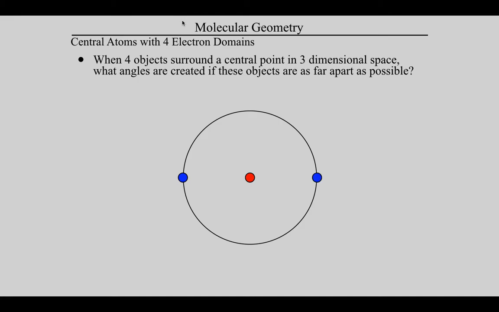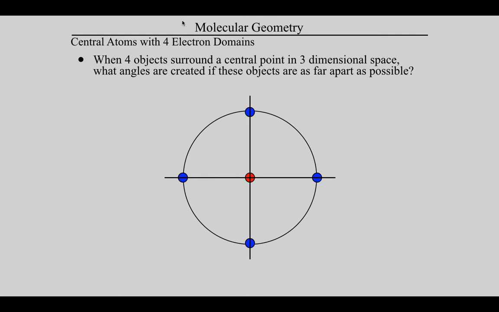Right there. Now, what if I want to add 2 more points for a total of 4, 2 more points as far away from those as I can? Where am I going to put them? Top and bottom. You get the idea? So what I have now drawn is 4 objects surrounding a central point as far apart from each other as I can. Now watch this. Let's connect these with lines. And guys, when we do that, what angle is formed right there? 90-degree angles.